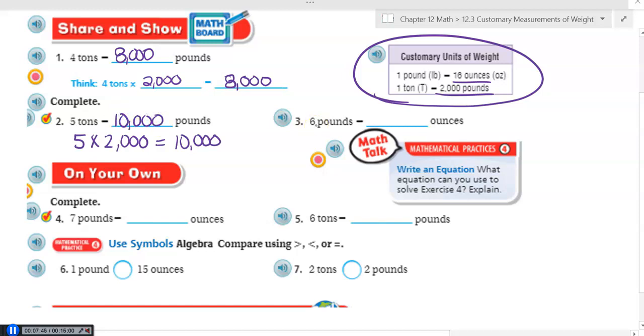And for number 3, I've got 6 pounds equals blank ounces. So I know that I need to multiply by 16 because 1 pound equals 16 ounces. Now, that's not math I can do in my head, so I'm going to come over here and show my work. I have 16 times 6. 6 times 6 is 36. Regroup my 3. 6 times 1 is 6, plus 3 is 9. So I have 6 pounds equals 96 ounces.